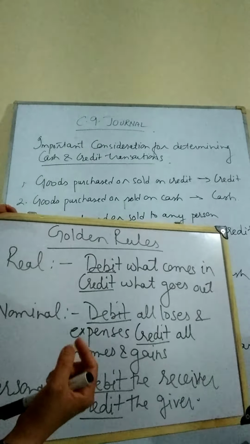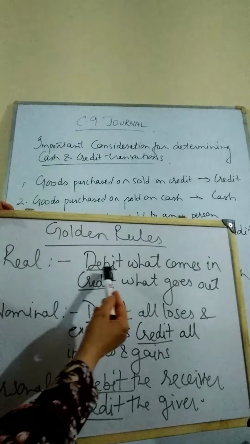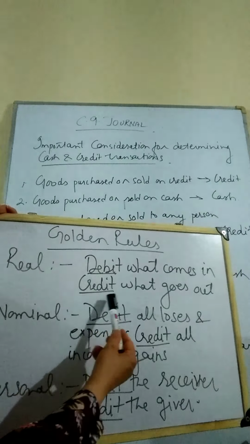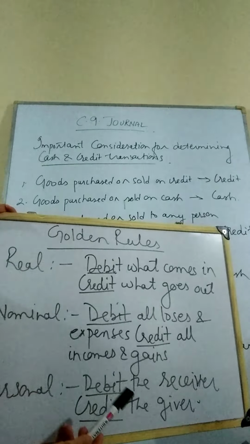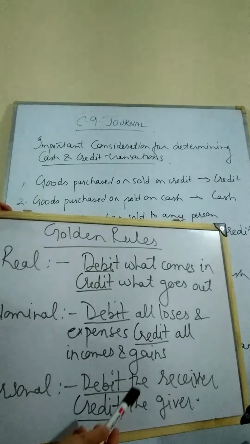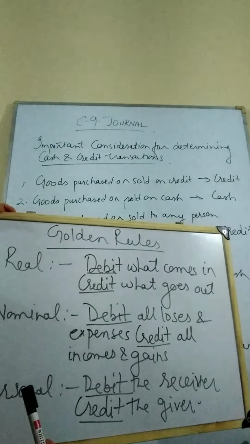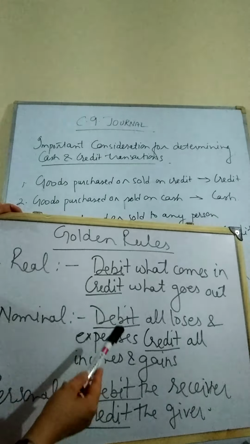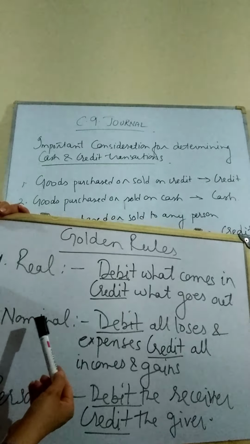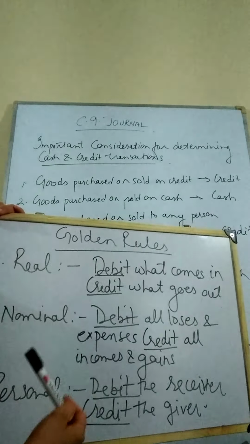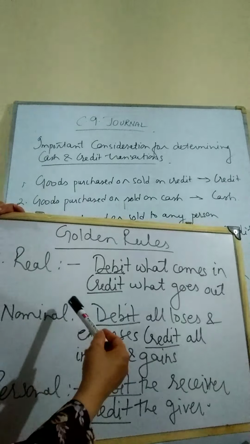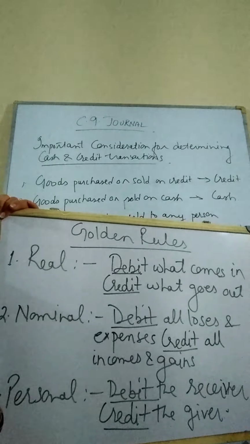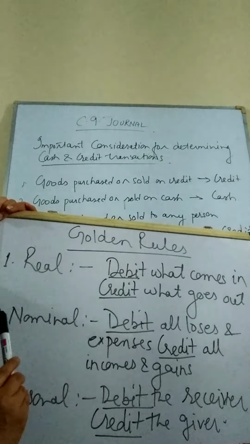When an asset comes inside the business, we say debit what comes in. And when an asset goes outside the business, we say credit what goes out. For example, when we purchase machinery, machinery has to be debited, and when we sell the machinery, machinery has to be credited. Similarly, if cash comes inside the business, we debit the cash. If the cash goes outside the business, we credit the cash. So this was the rule for real account.